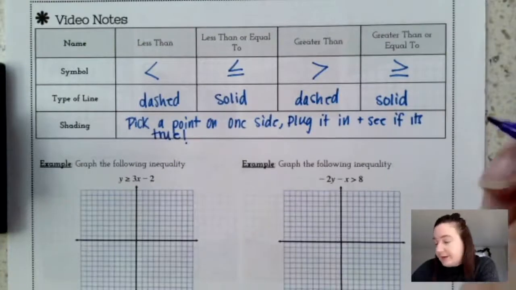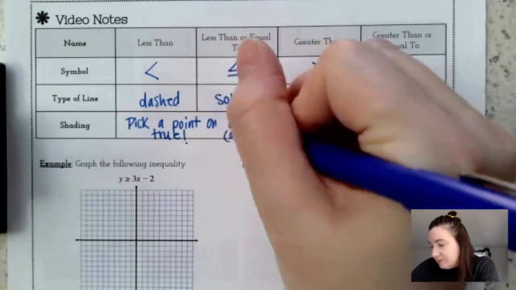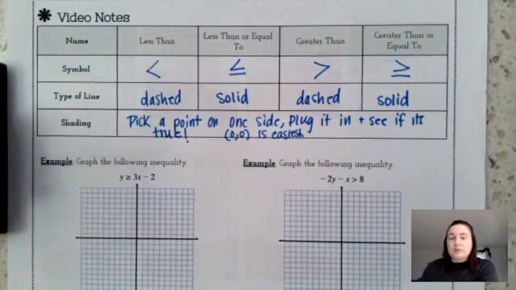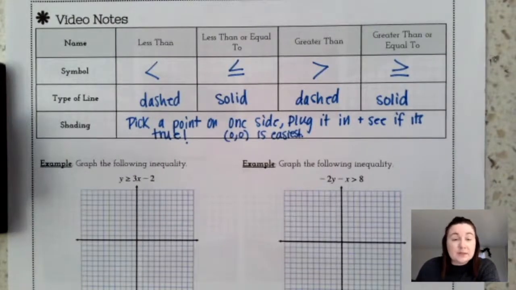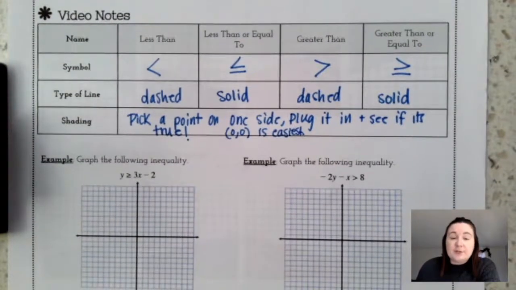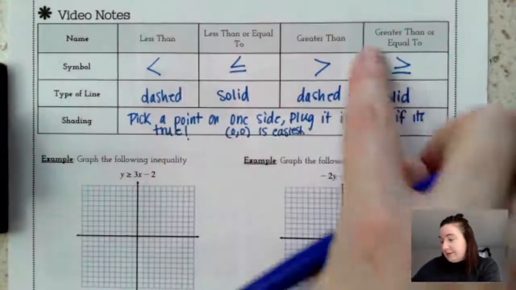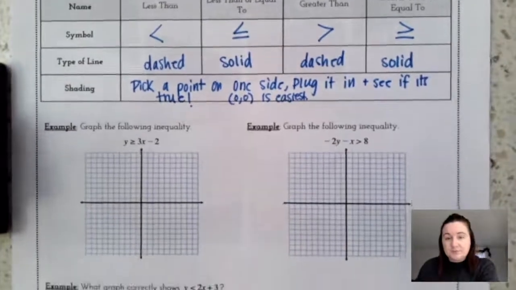We'll talk about that in a second, and I want you to also put (0, 0) is the easiest, because when you plug in zeros, everything kind of goes away. Although if (0, 0) is not on one side or the other, if it's on the line, we can't use that one. So pause if you don't have this, but if you do, let's go ahead and do a couple examples.